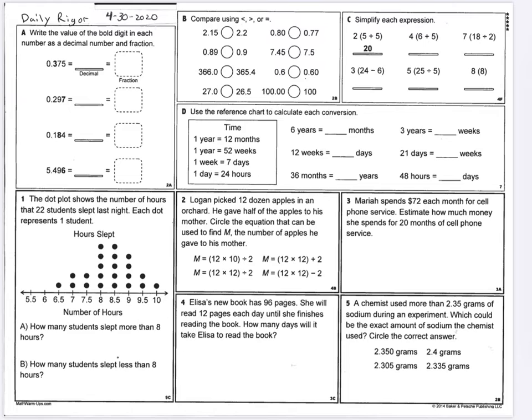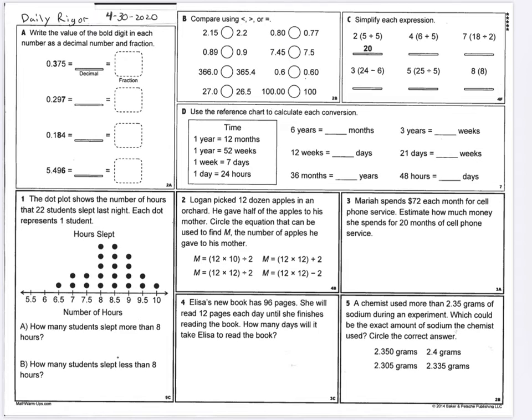Number 3, Mariah spends $72 each month for cell phone service. Estimate how much money she spends for 20 months of cell phone service. All right. You're estimating how much she spends for 20 months of service. She spends $72 each month. So you're going to estimate 72 to be about, okay? And then 20 months, that's already estimated for you. So all you have to do is estimate 72. And then what? Are you going to multiply or are you going to divide?